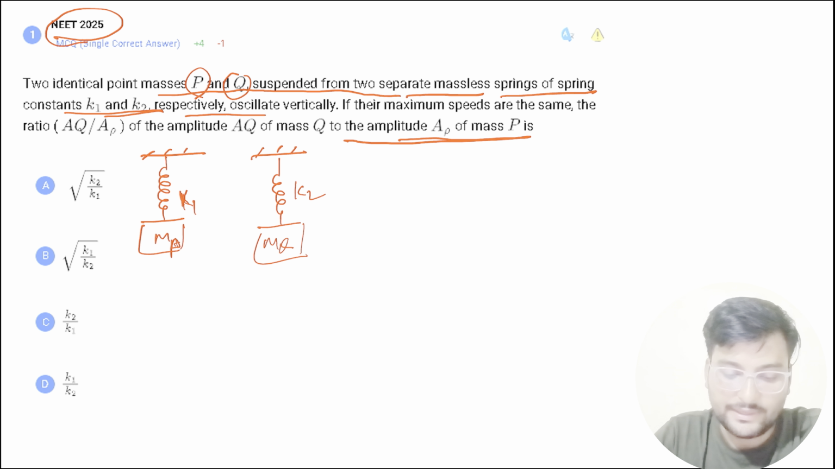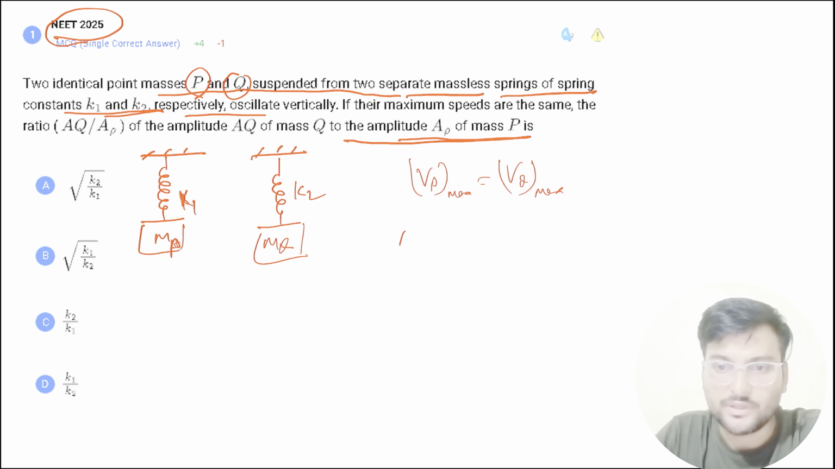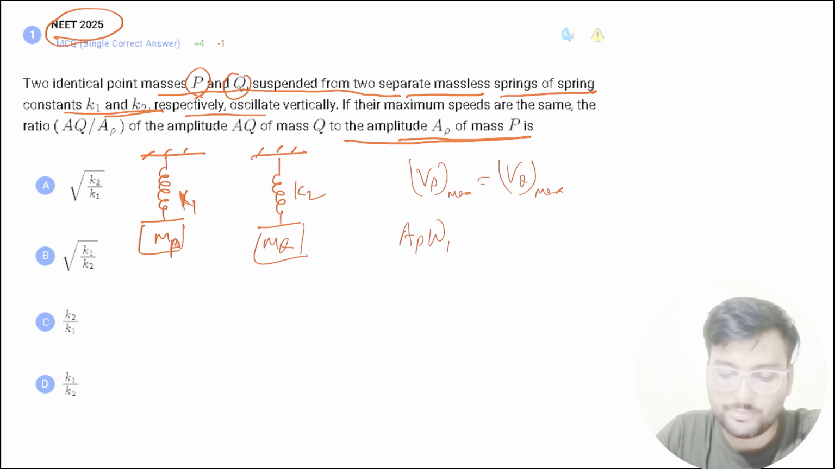So we are finding the amplitude ratio. That is a very easy question. We know that Vp maximum is equal to Vq maximum, meaning Vp and Vq are the same. So the maximum value of velocity is equal to A omega. So Ap omega P equals Aq omega Q, so Ap by Aq is equal to omega Q by omega P.